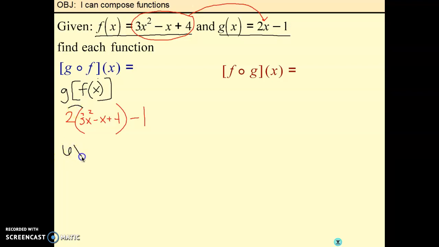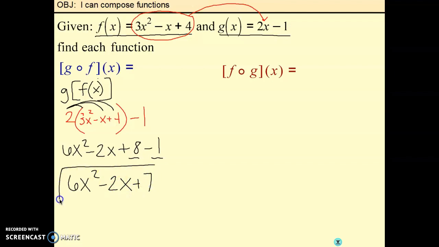So I'll distribute to get 6x squared minus 2x. That was a 4, so 2 times 4 is 8. Drop down the minus 1, and then I know 8 minus 1 will give me a 7 on the end of this trinomial. Right? So that was definitely the easier direction.